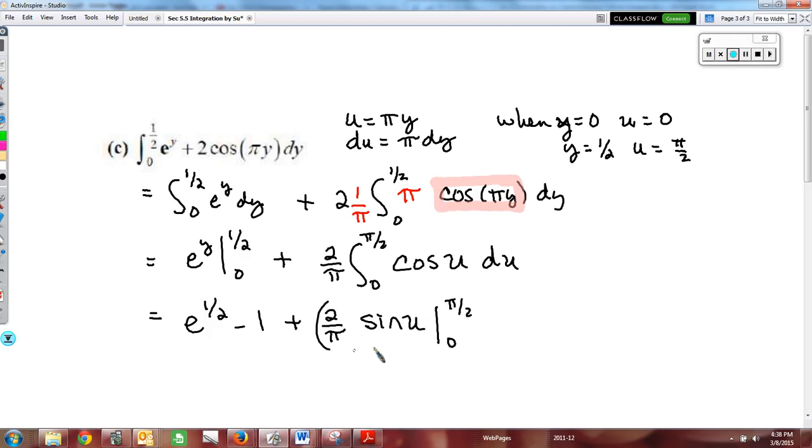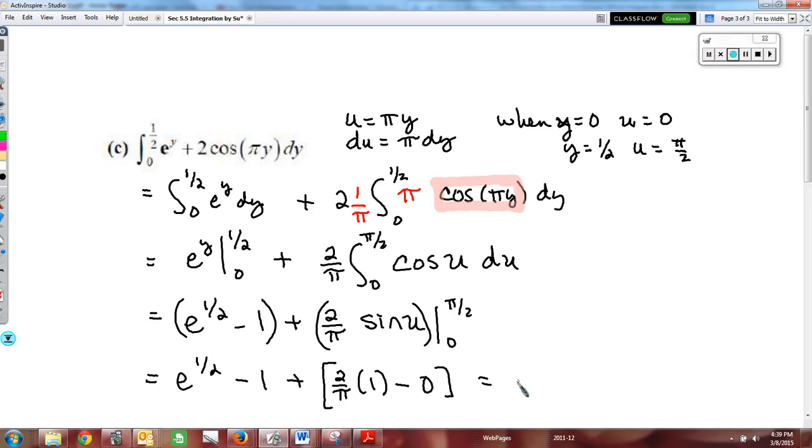Now, this is sometimes where you need to be careful that this does not go to both of these. It only goes to this last one right here. So it's e to the 1/2 minus 1, and then we plug in our pi over 2, plus 2 over pi times the sine of pi over 2, which is 1, minus, plug in 0, sine of 0 is 0. So we get our final answer, e to the 1/2 minus 1 plus 2 over pi.